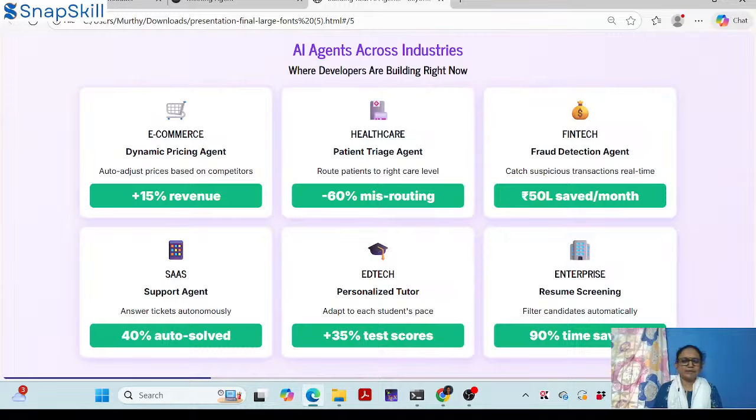Nowadays, most companies have started building these personalized tutors. It may be using LLMs or it may be using agents. But what I suggest is to use the LLM as part of agents. Then you will get a personalized tutor that can adapt to each student's pace. That is very, very important. Adapting to each student's pace is very, very important.